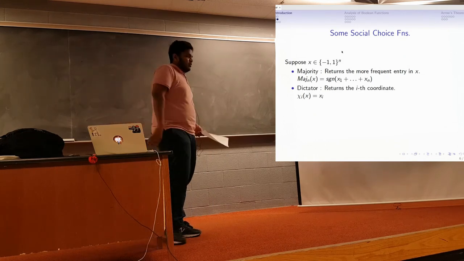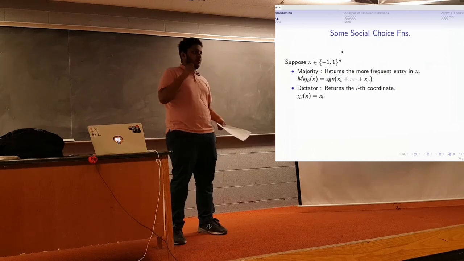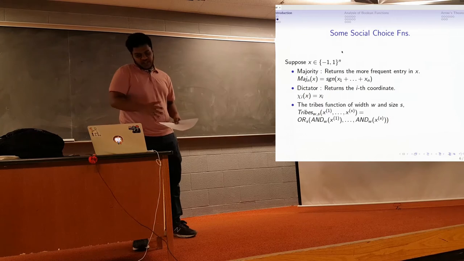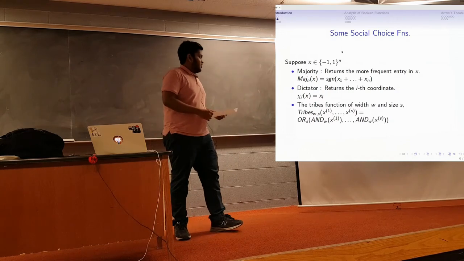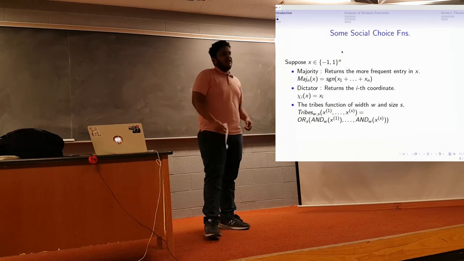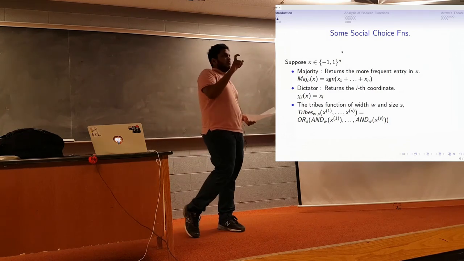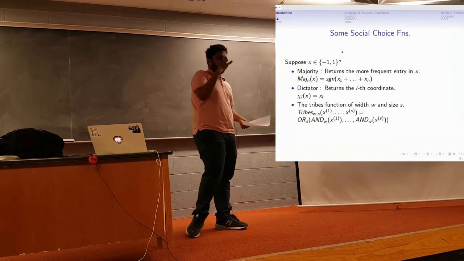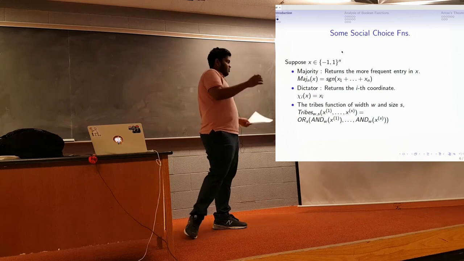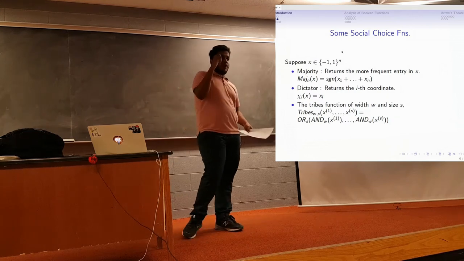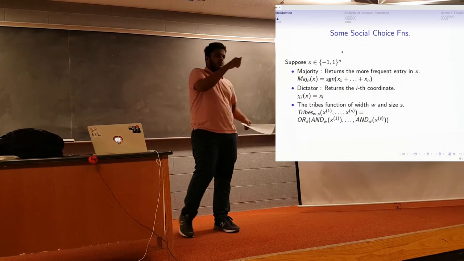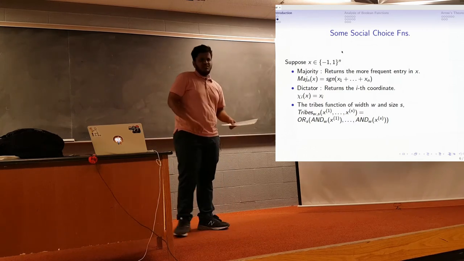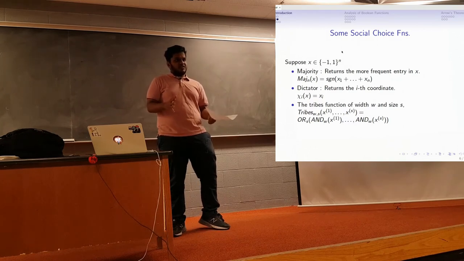You have the popular dictator function, which takes x and returns the ith coordinate of x. And you have the tribes function, which works like this: you have s tribes, and each tribe consists of a w tuple. The AND function of all the votes in the tuple is taken, and the OR function is taken on that set of tribes. So if any one tribe votes unanimously for the plus one candidate, then that is the choice of the tribes function. So does everyone understand the tribes function, or should I make that clear? I guess I'll move on.